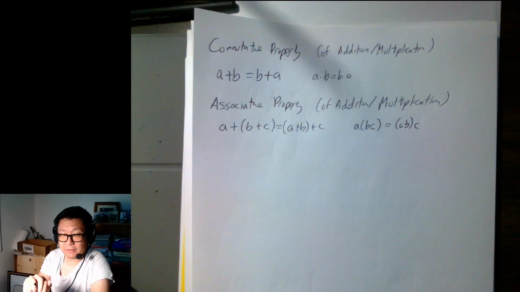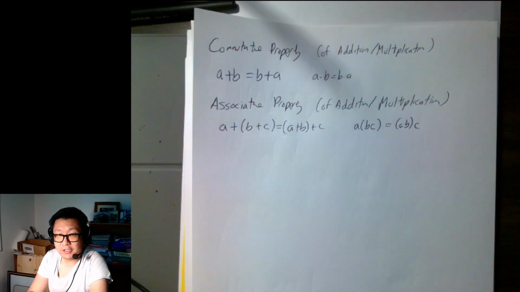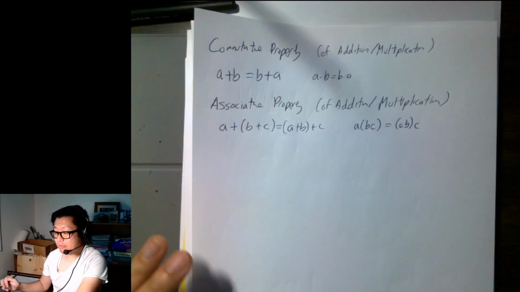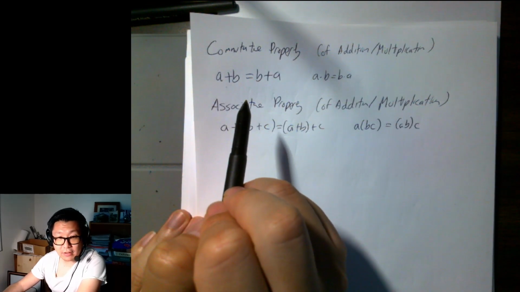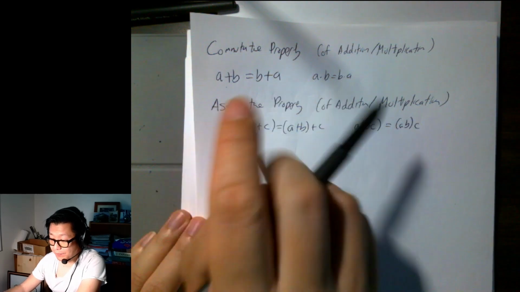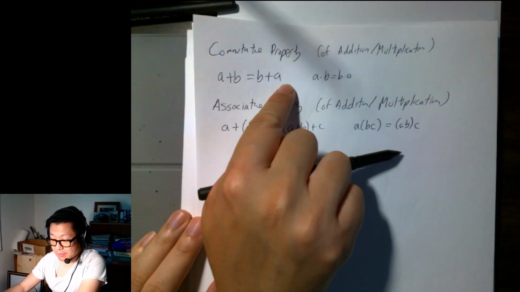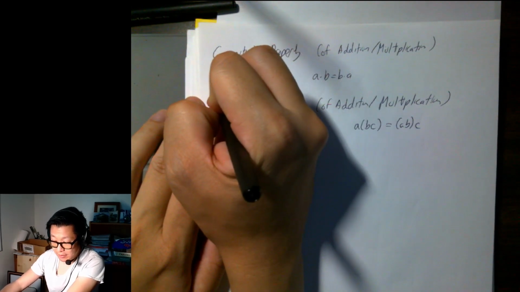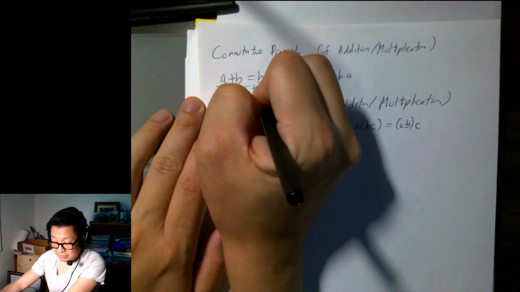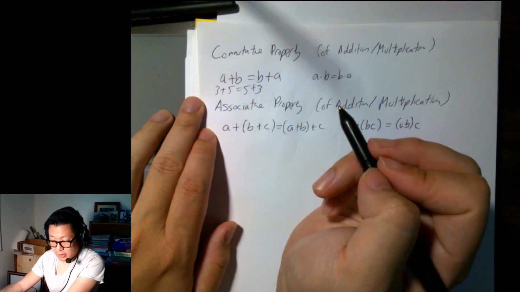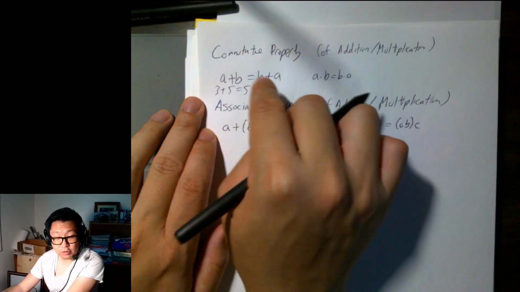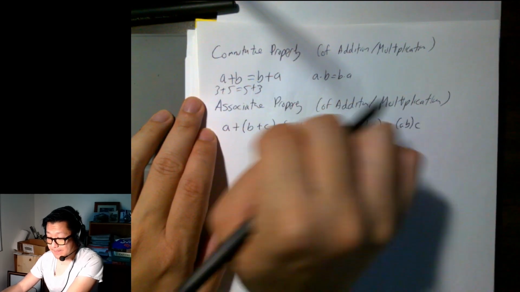Today we're going to be talking about some properties of algebra, specifically the commutative, associative, and distributive properties. So the commutative property of addition says that basically you can add things in any order you want. A plus B always equals B plus A. For a specific example, 3 plus 5 equals 5 plus 3 because 3 plus 5 is 8, 5 plus 3 is 8. So in other words, you can rewrite the order of addition if you find it convenient.